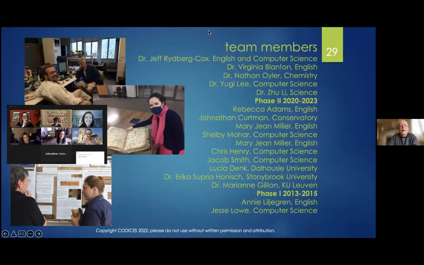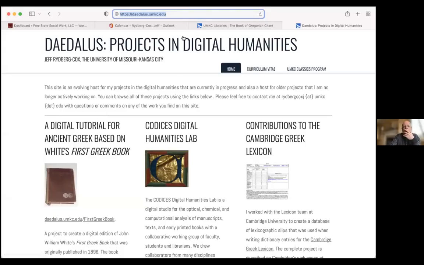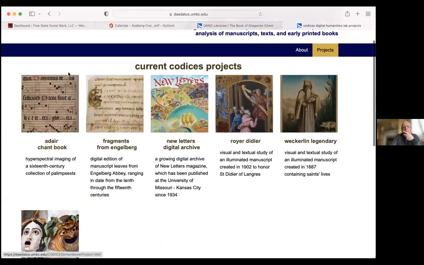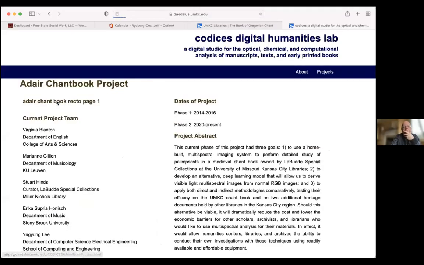There we go. So then here I'm going to share, let me share a different one. And then if you go in here, here's our lab projects, and then here's the Chant Book.